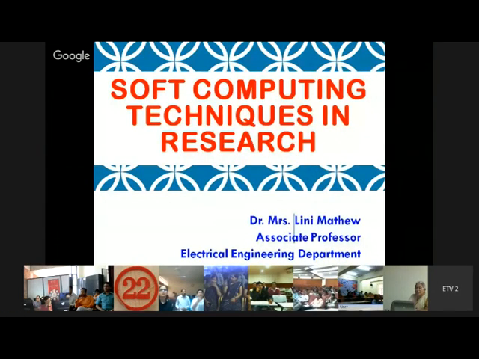So it has been assigned to me to speak on soft computing techniques in research. So we will see what soft computing is, what are the various techniques in it, and out of all we will discuss neural network, artificial neural network, fuzzy logic, and a little bit of genetic algorithm. And I will tell you what are the avenues or research areas in electrical engineering in which these techniques are used.